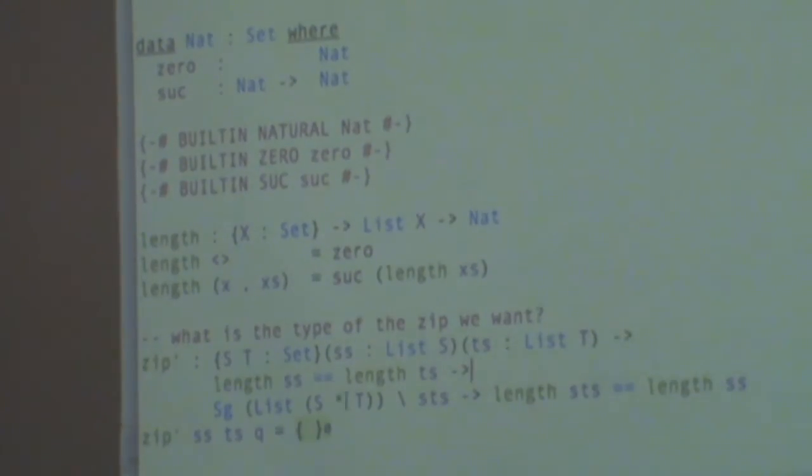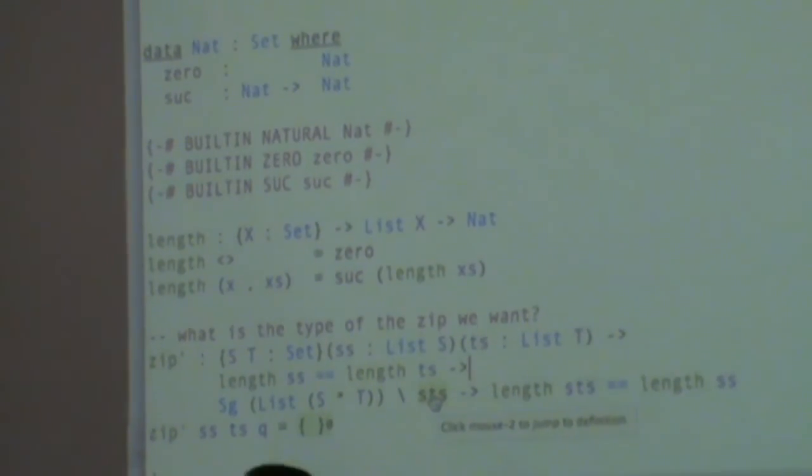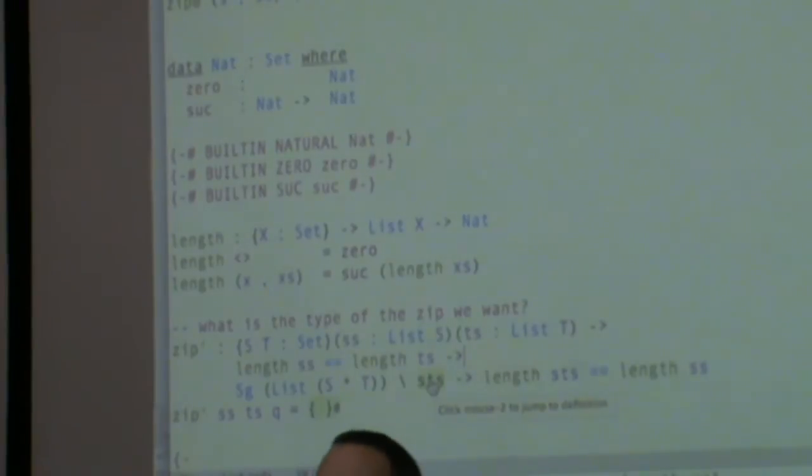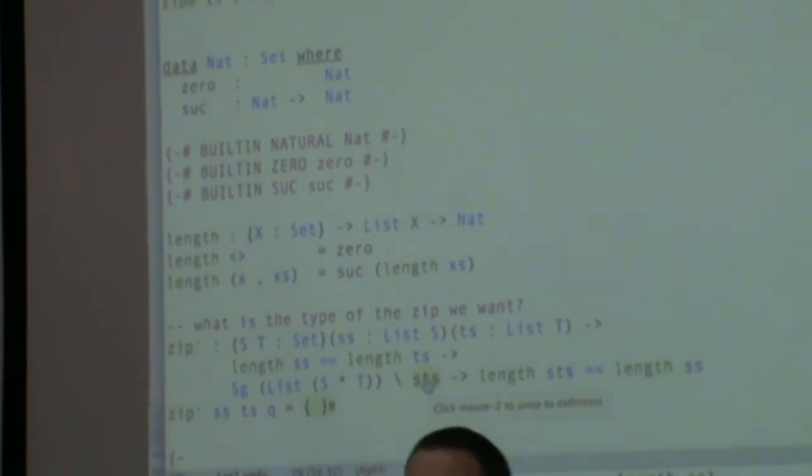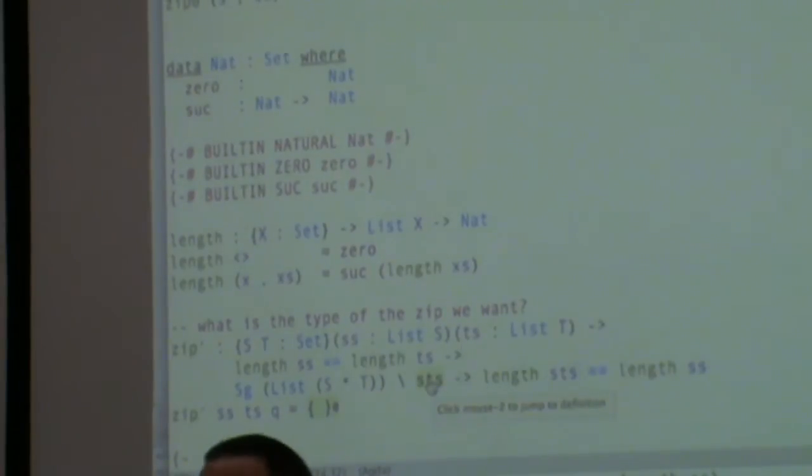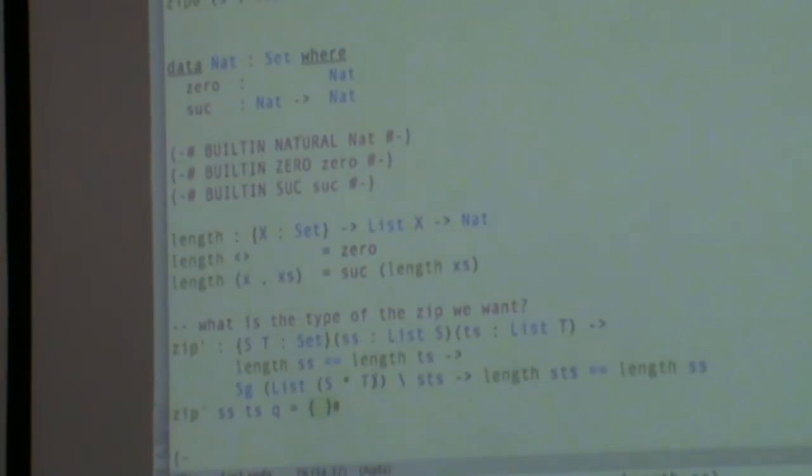So this double equal sign is the type of evidence that its two arguments are equal. So I'm saying, well, what if we get two lists and we know they're the same length? Then can we deliver, well, we better not just deliver any old output list. We should at least also produce an output list that's the same length as the inputs.